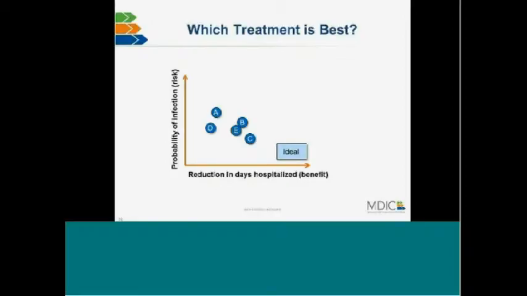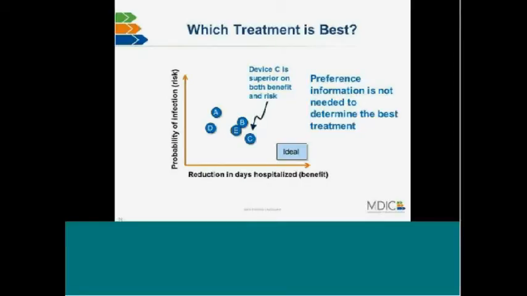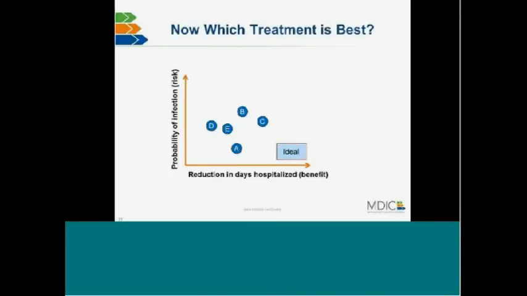I have in front of me 5 devices, A, B, C, D, E. Which is the one I might choose? Well, it's pretty obvious. Device C is superior on both benefit and harm, that's it. I don't have to think very hard. Preference information is not needed at all to make a decision here. Straightforward. Now, what happens in this case?